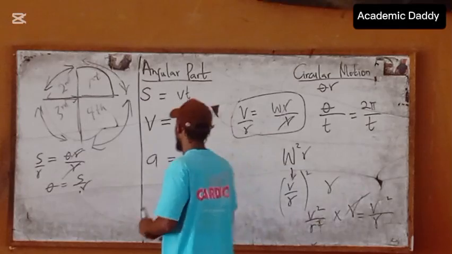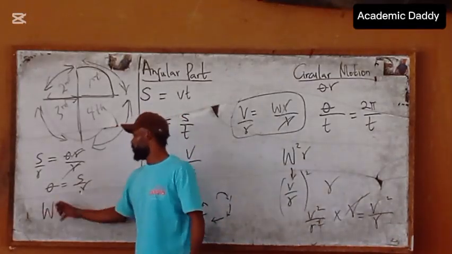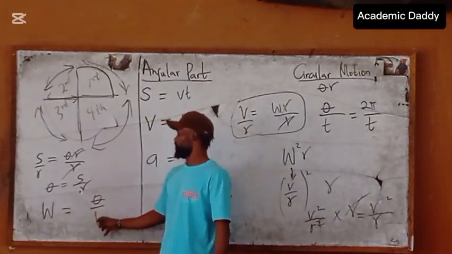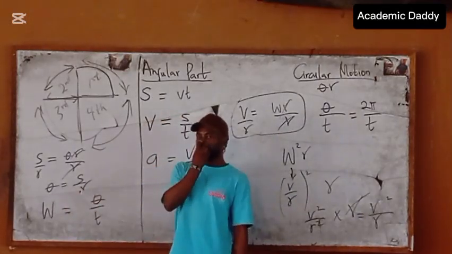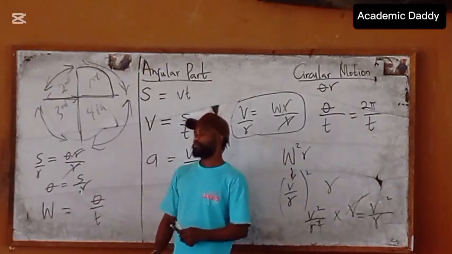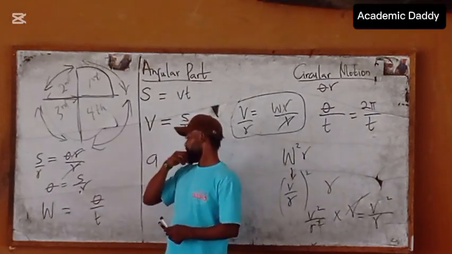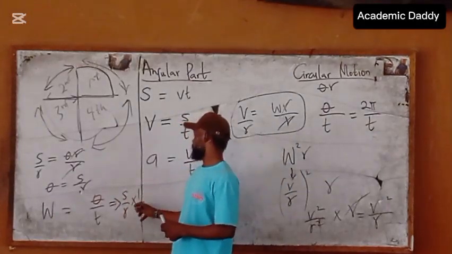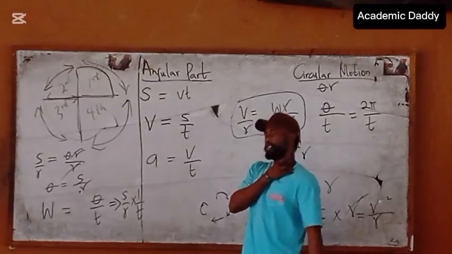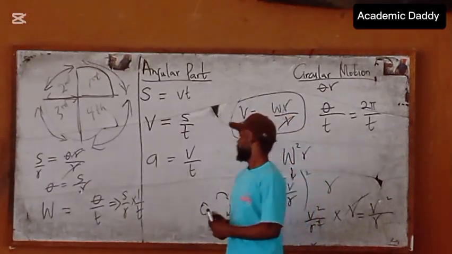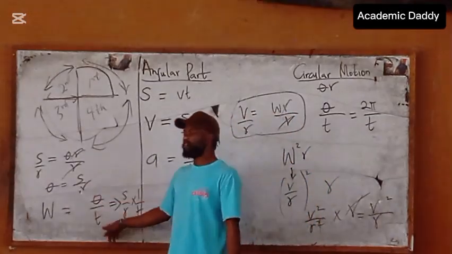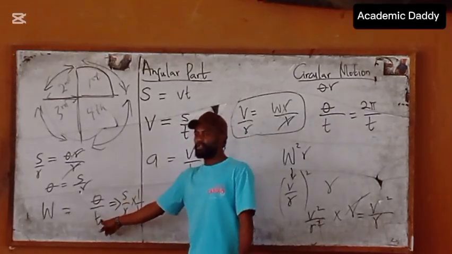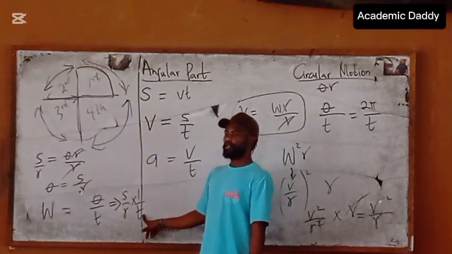So if theta is equal to S over R, you remember that from the angular part, we said that W is equal to theta over T. Is it true? Let's substitute the value of theta. S over R, shall we? Times 1 over T. Now look, theta is equal to S over R. It's still carrying the theta. So that is times 1 over T.